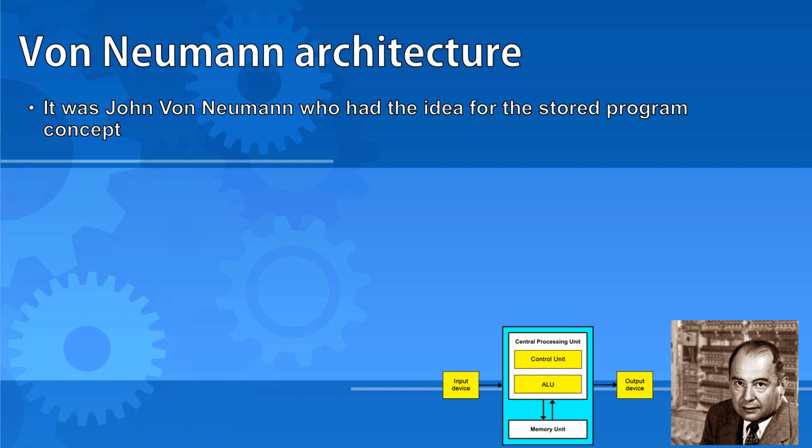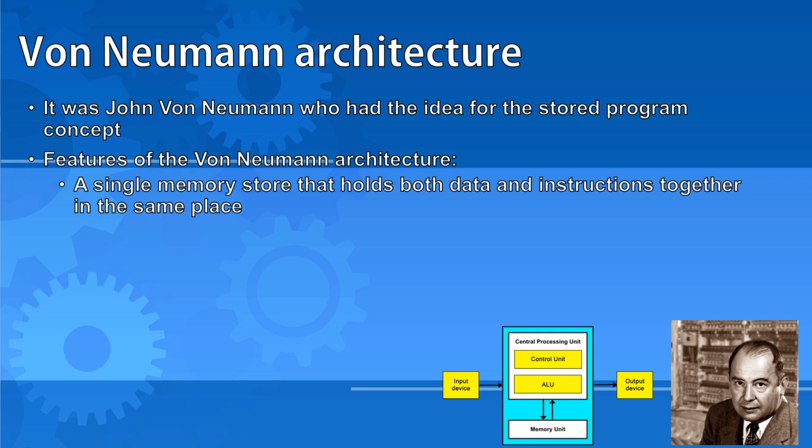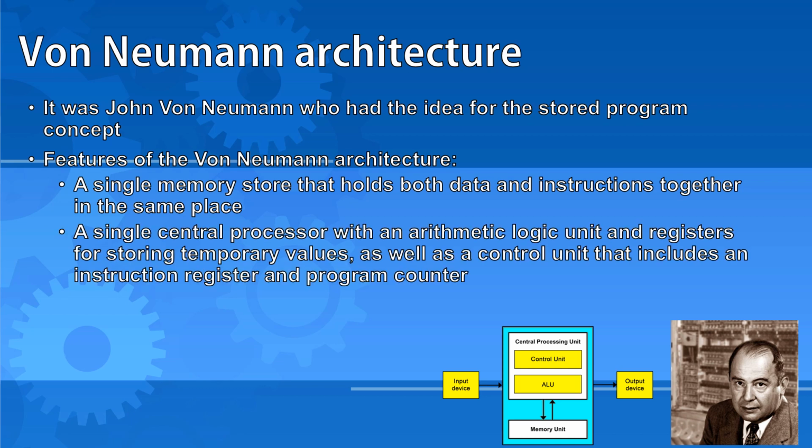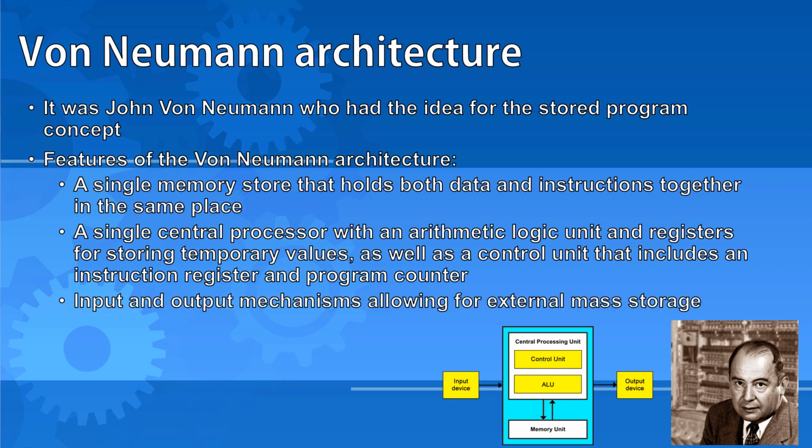Some key features of the von Neumann architecture that he proposed include that it had a single memory store that holds both the data and instructions together in the same place. It would also have a single central processor with an arithmetic logic unit and registers for storing temporary values, as well as a control unit that includes an instruction register and a program counter. This processor would also execute instructions sequentially. It would also have input and output mechanisms, allowing for external mass storage.